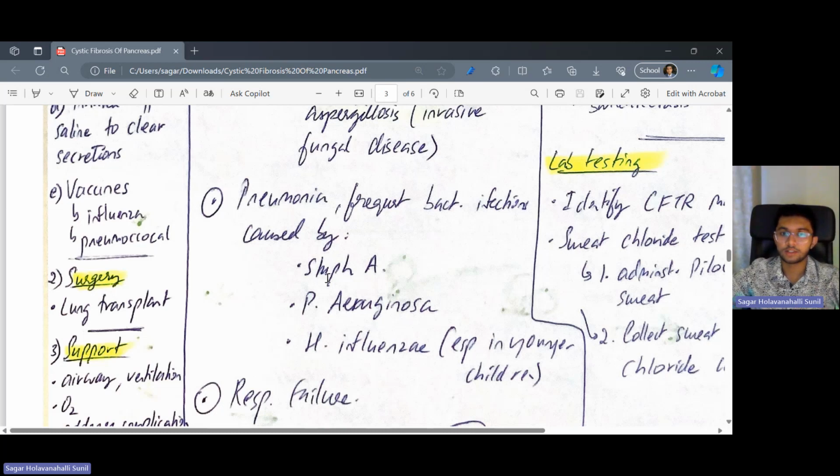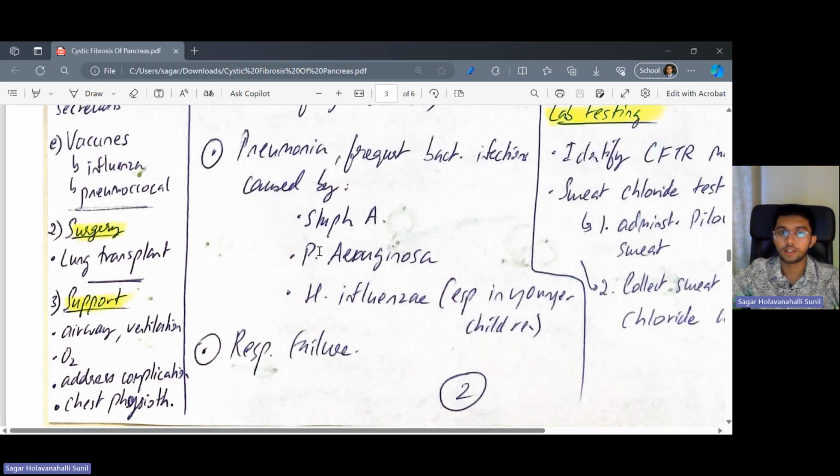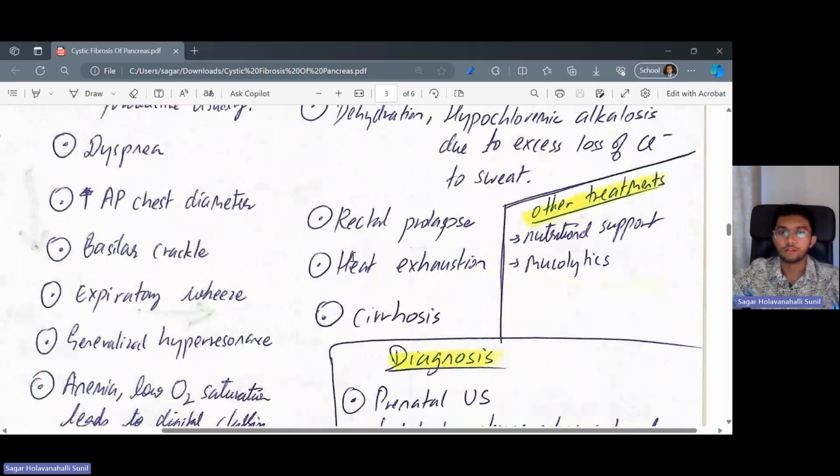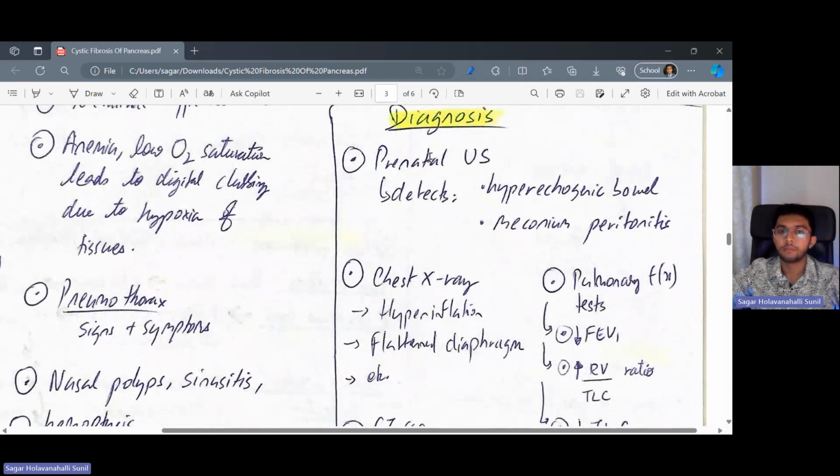So the most common organisms in children are Haemophilus influenzae. Otherwise, it's Staphylococcus aureus and Pseudomonas aeruginosa. Ultimately, they can lead to respiratory failure. Now, coming to diagnosis, prenatally, we perform ultrasound. We can detect meconium peritonitis and hyperechogenic bowel. This is usually due to congestion within the bowel.